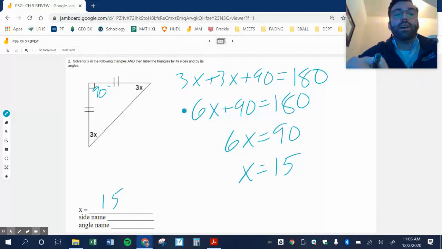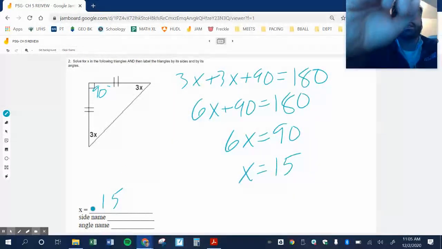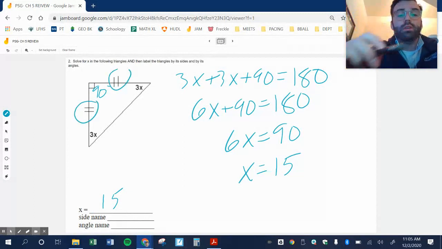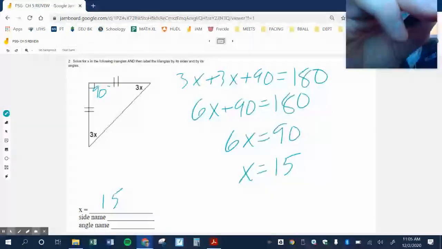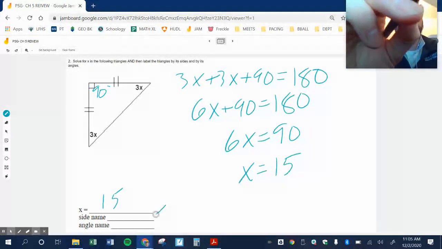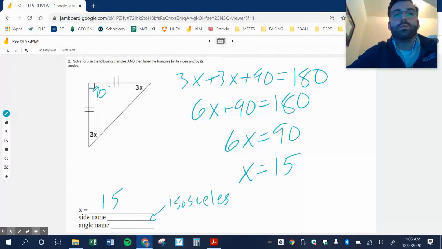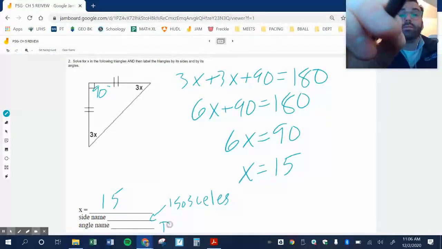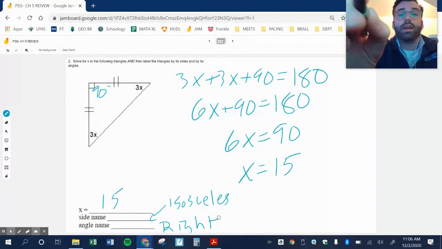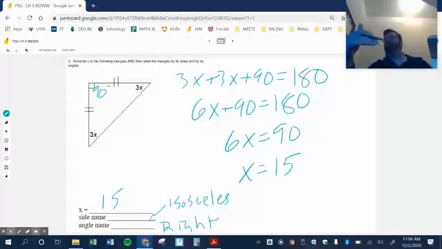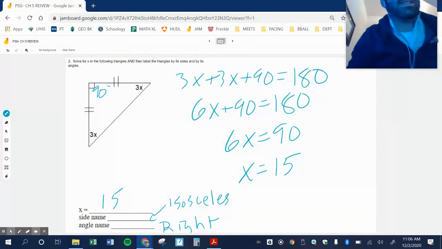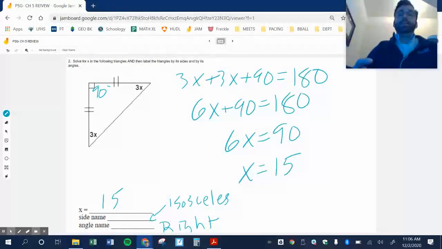So we're going to classify this triangle by its sides. I see that there are 2 congruent sides, so it is isosceles because it has 2 congruent sides. Yet there's a right angle, so it is a right triangle. So technically this is an isosceles right triangle. By its sides, it's isosceles. By its angles, it is right. I'm going to keep going with number 2.